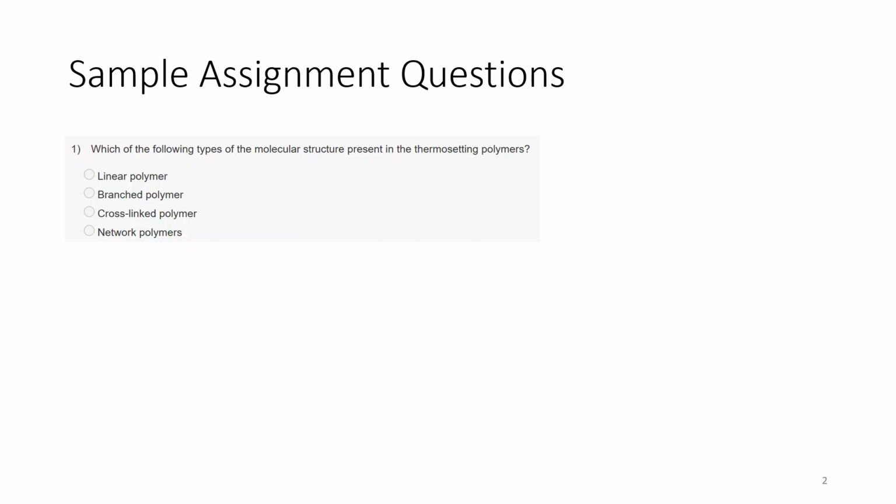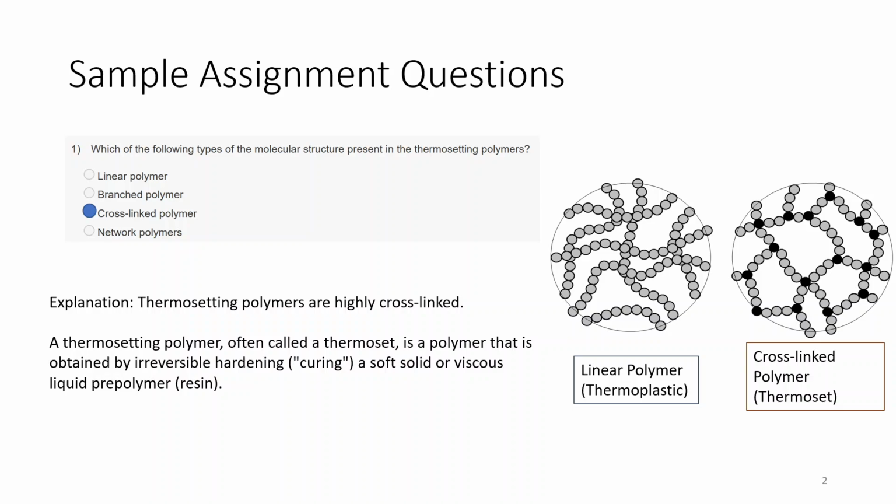Okay, the first question is, which of the following types of molecular structure is present in thermosetting polymers? Your options are linear polymer, branched polymer, cross-linked polymer and network polymer. The correct answer here will be cross-linked polymers. In the case of thermosetting polymers, they are highly cross-linked.